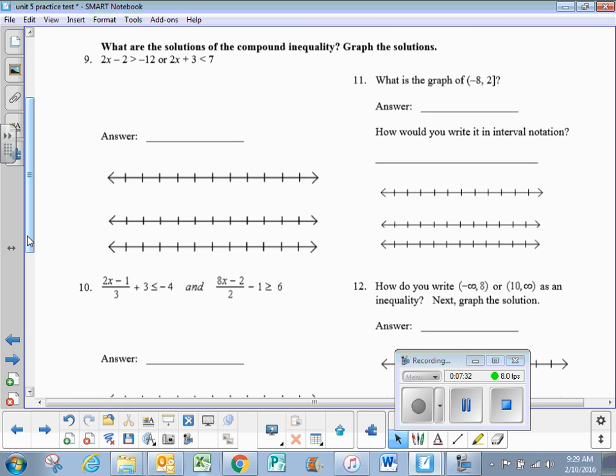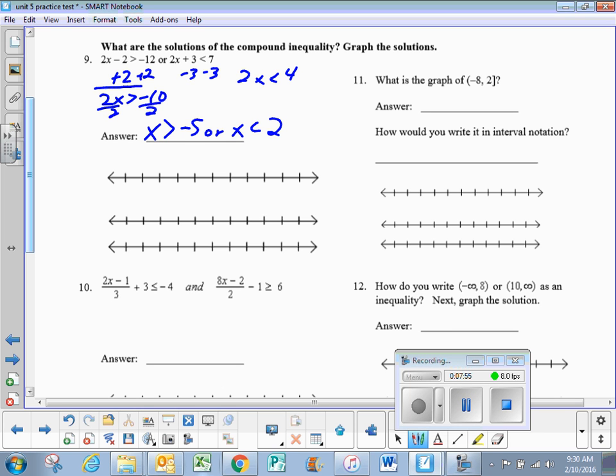Number 9, we are going to go ahead and add 2 to both sides. So 2x is greater than negative 10. Divide by 2. X is greater than negative 5. Or, when we subtract 3, 2x is less than 4, x is less than 2.